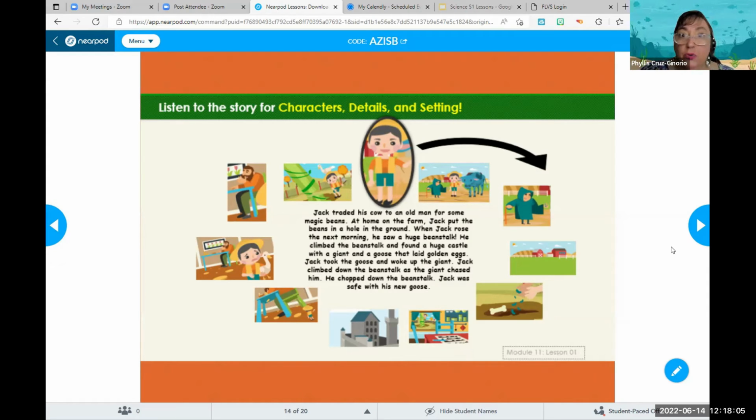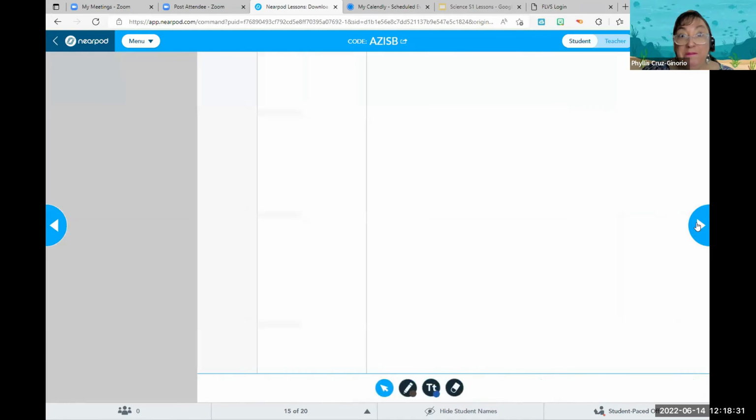Yeah, imagine a story that doesn't have any details. Once upon a time, there was a boy named Jack. The end. That's a boring story. So, details tell you what happened in the story. And finally, the setting, where it takes place. And in this story, where did it take place? How many places were there? All right, let's move on to the next slide and see if you can tell me some of these answers.